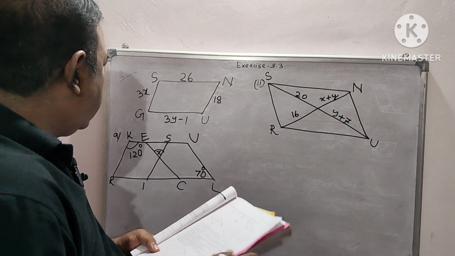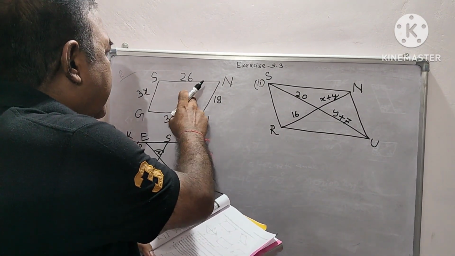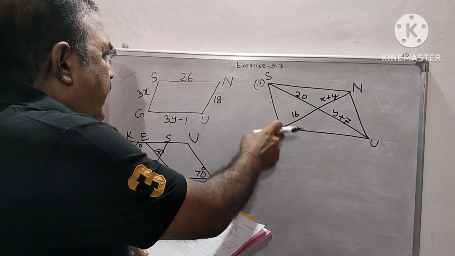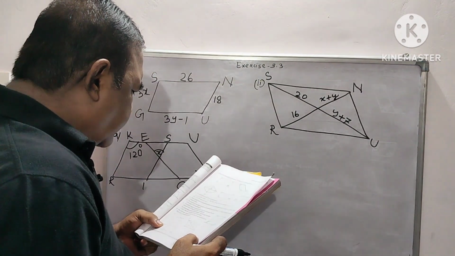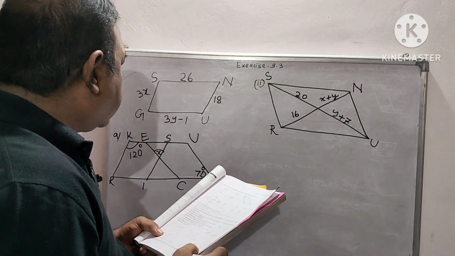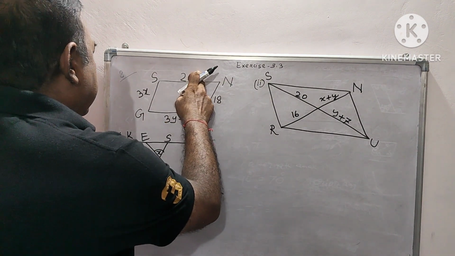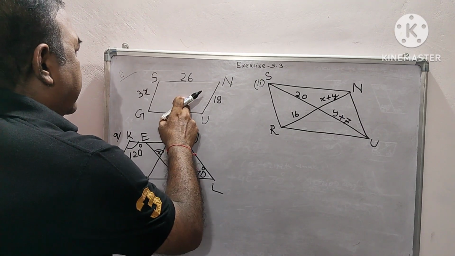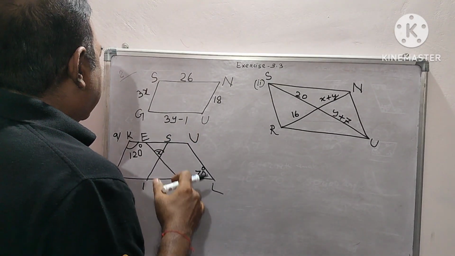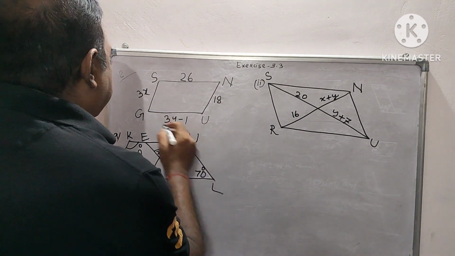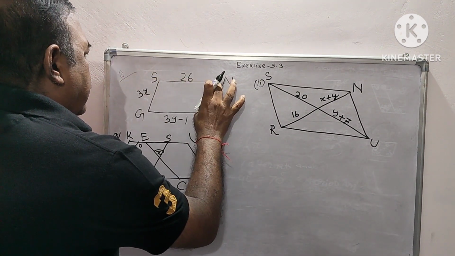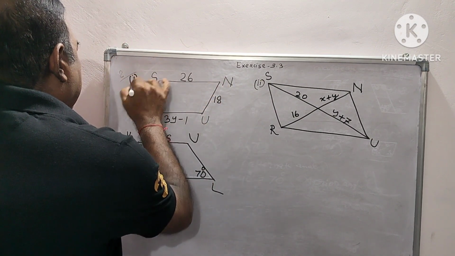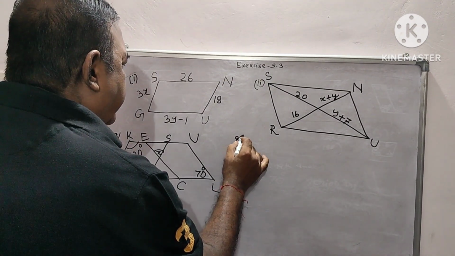The following figures, you see, this is a parallelogram and this is the next parallelogram. Okay, so it is GUNS and it is RUNS, both are parallelograms, and we have to find X and Y. Lengths are in centimeter. So it is 26 centimeter and it is 18 centimeter. So you see, what you know in a parallelogram, the opposite sides are of equal length. So this side is equal to this side. Both are the same length. So it is figure beta of question number 8.